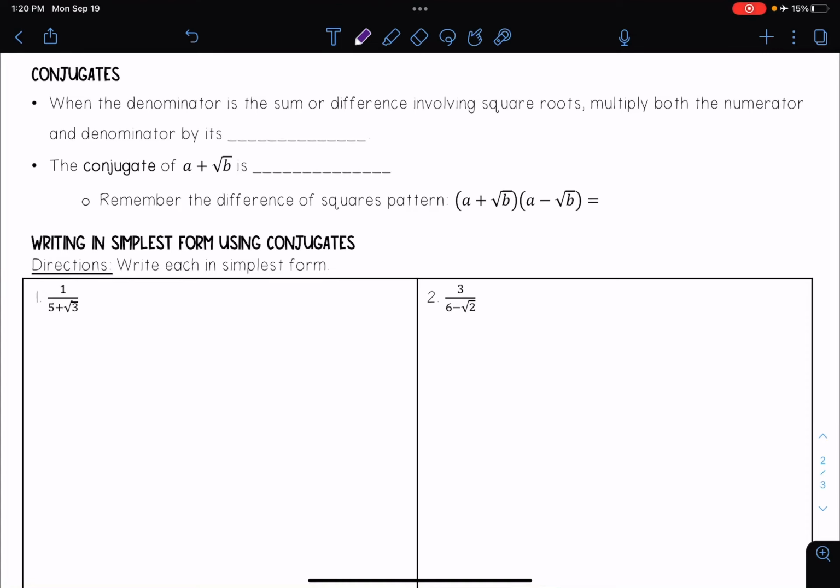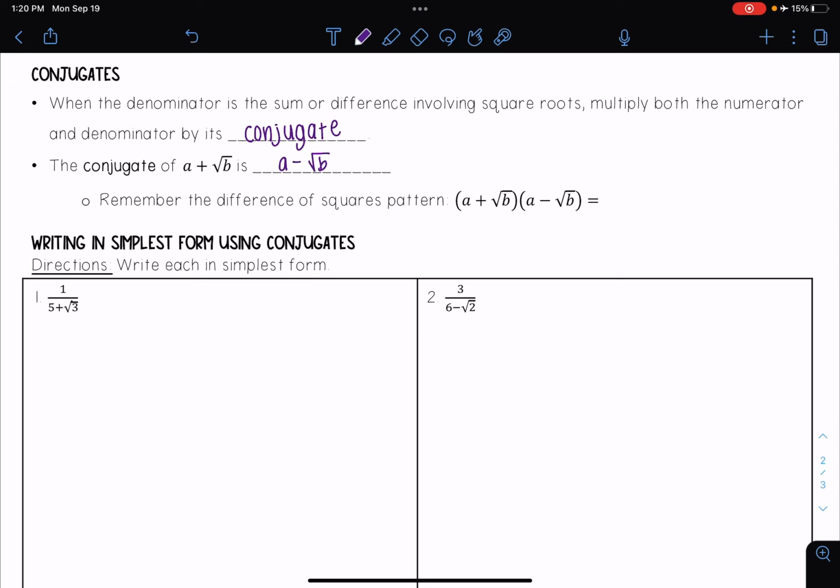In this video, we're going to talk about writing in simplest form using conjugates. So when the denominator is the sum or difference involving square roots, we can get rid of that square root by multiplying both the numerator and denominator by its conjugate. And the conjugate of a plus square root of b is a minus square root of b. So you have the same numbers, but you're just changing that sign in the middle to be the opposite sign.